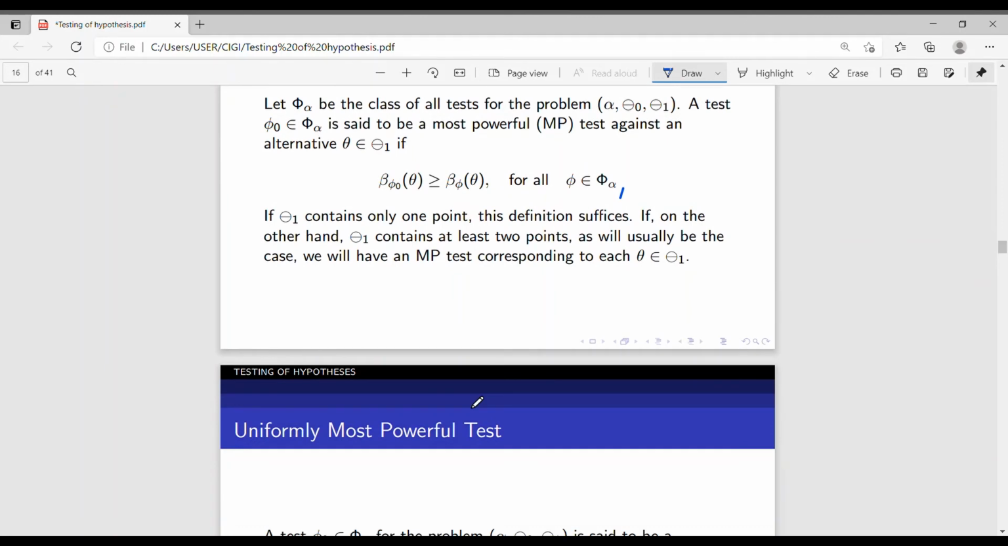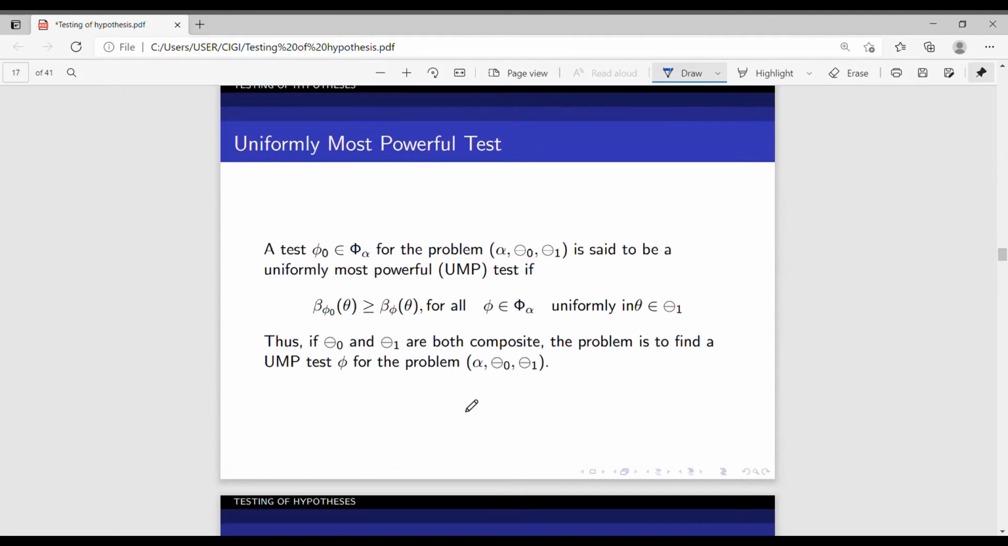Now let us consider the definition of uniformly most powerful test. A test phi naught in phi alpha for the problem (alpha, theta naught, theta 1) is said to be a uniformly most powerful test if beta phi naught of theta is greater than or equal to beta phi of theta for all phi in phi alpha, uniformly in theta belongs to theta 1. That is, we already said that if theta 1 contains more than 1 point, then we will be able to find a most powerful test corresponding to each theta in theta 1.